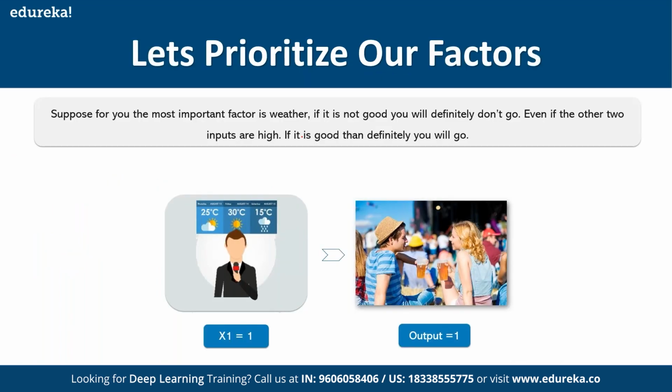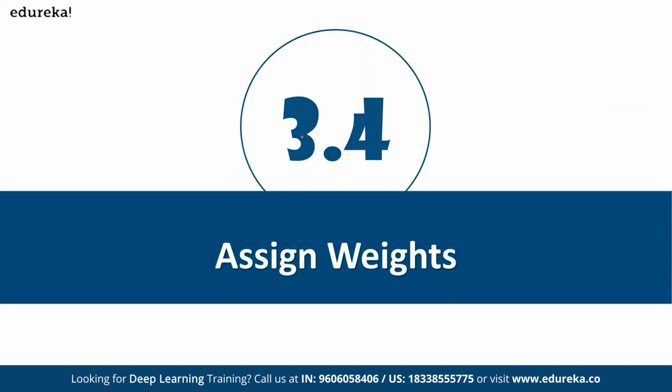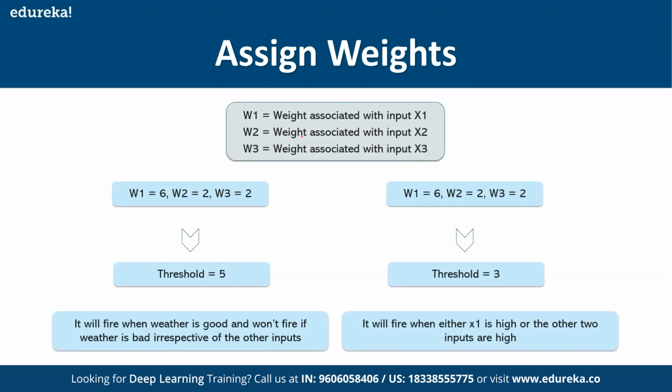Now let's prioritize our factors. The first factor is that the weather should be good. x1 is equal to 1. Then for sure your output is 1. If the weather is not good, obviously you will never go. But if the weather is good, you will go. Then we will assign the weights. According to each factor, we will assign the weights. For example, the weight associated with x1, the weight associated with x2, the weight associated with x3. So these three weights, say for example 6, 2, 3 or 6, 2, 2, will give you the total information value.